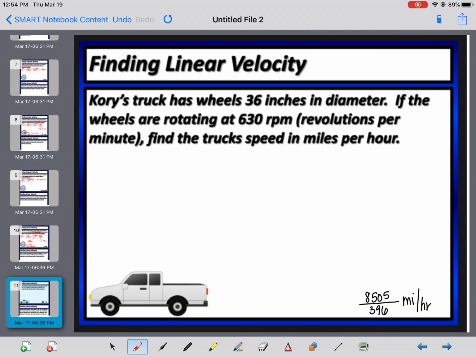Okay, our last example here. So Corey's truck has wheels that are 36 inches in diameter. If the wheels are rotating at 630 RPM, that's revolutions per minute, find the truck's speed in miles per hour. Okay, so this is revolutions per minute. So revolutions are the same thing as rotations.